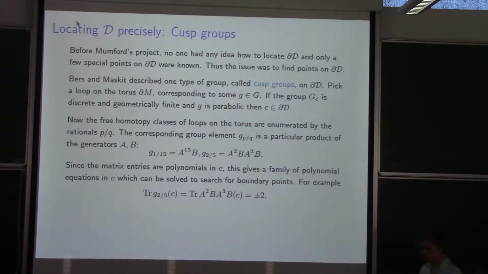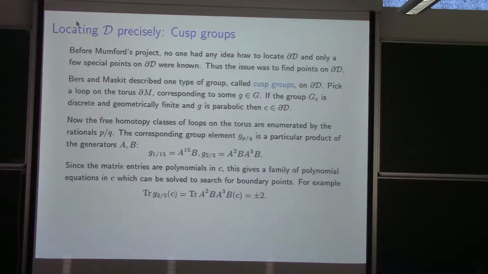So Maskit showed that if you pinch it right, you can travel through quasi-conformal deformations and come to a point that's on the boundary. So you can find groups which are on the boundary, and you can prove that if you have a group which is discrete, geometrically finite, and a faithful representation, and a particular element happens to be parabolic corresponding to a loop on the torus, then this point must be a boundary point. So the idea is how you're going to find the boundary.